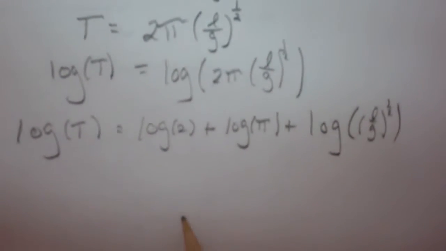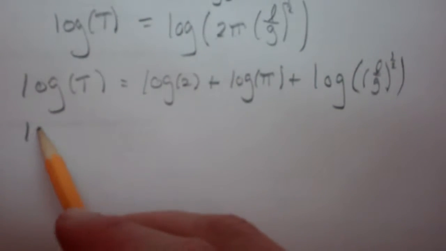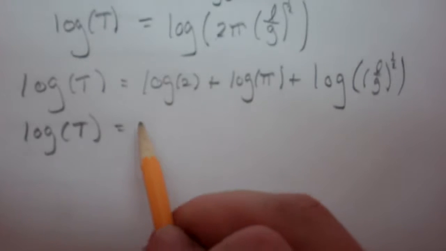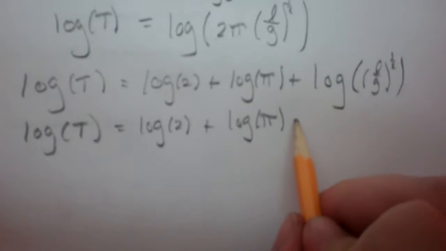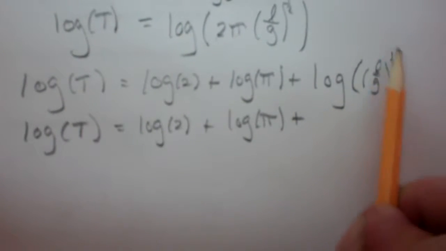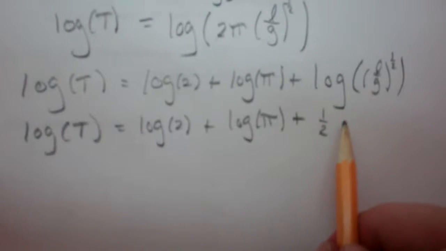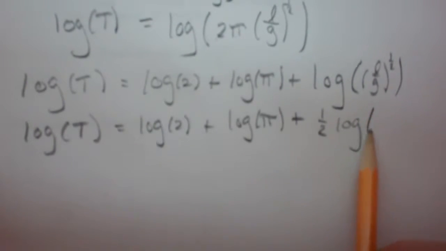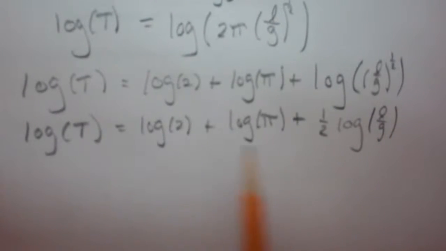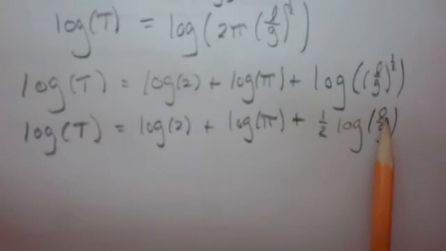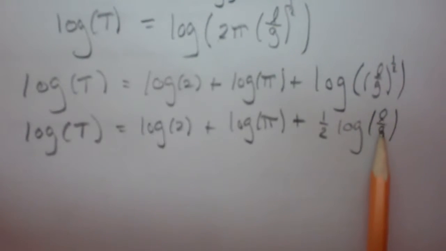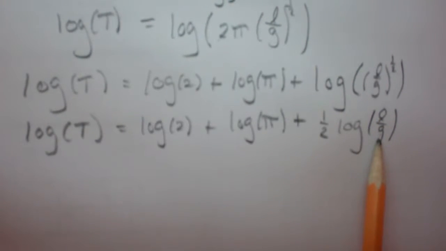Let's simplify that next. So the next line, I'm going to write this out as the log of t again is equal to the log of 2 plus the log of pi plus, I'm going to bring down this exponent to the outside. We get 1/2 times the log of L over g. Most things have been simplified as much as possible, but we still have the log of a quotient. See, this is L divided by g, and that's a quotient. You should remember that the log of a quotient is the same as a difference of 2 logs. So let's change that next.